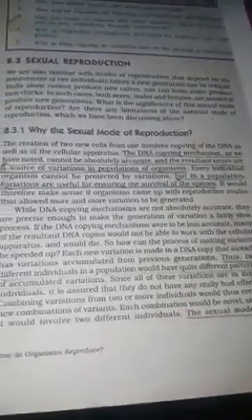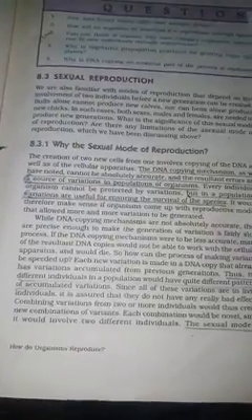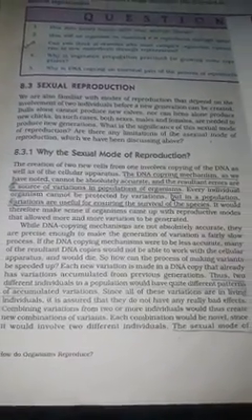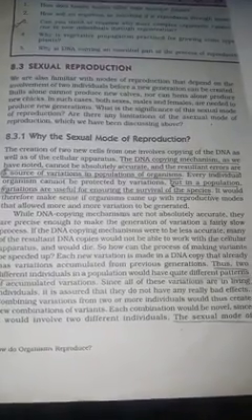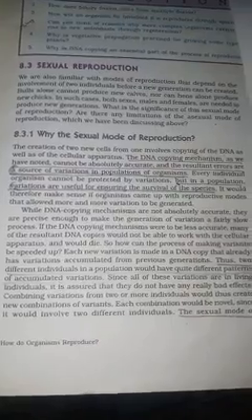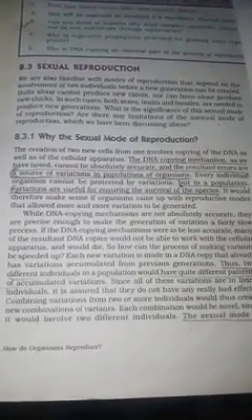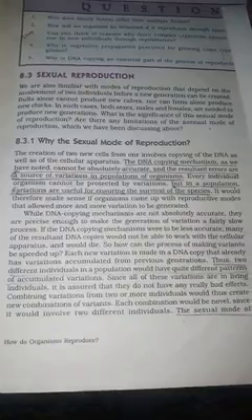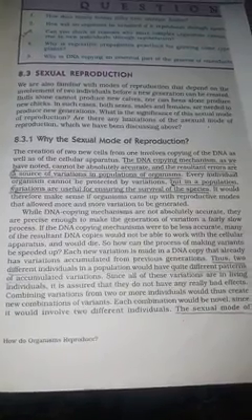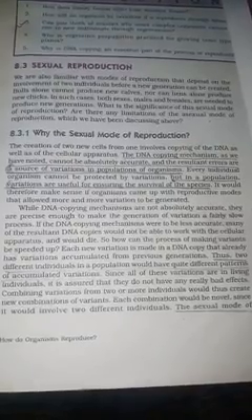Today we have to start the sexual mode of reproduction in the chapter How do organisms reproduce? Firstly, we have to define what sexual reproduction is. The process of reproduction in which the offspring is created by the contribution of the male and female body in the form of male gamete and female gamete is known as sexual reproduction.